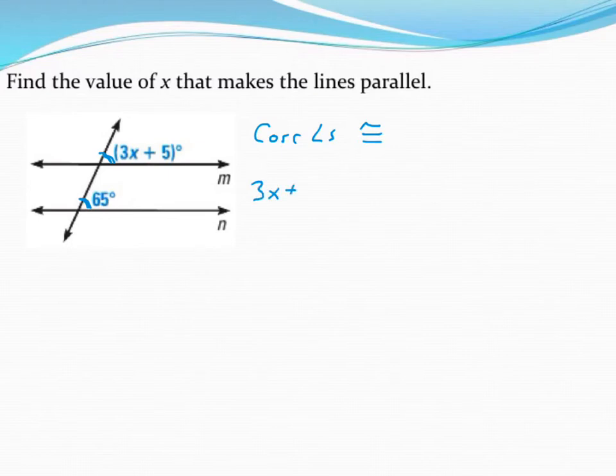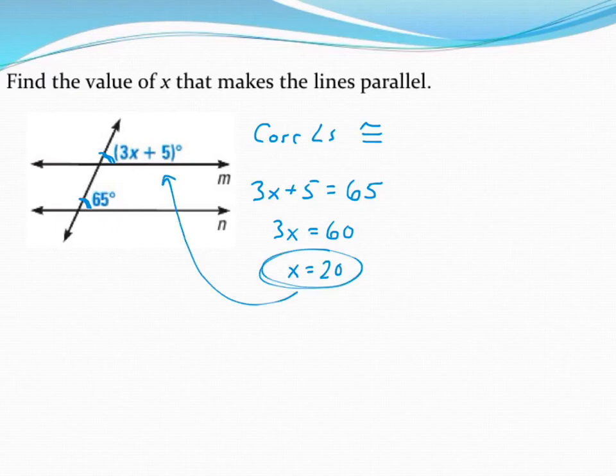Because I want the two angles to be congruent, I'm going to say 3x plus 5 is equal to 65, and then do some algebra to find out my value of x. So I'll subtract 5 from both sides and get 3x equals 60, and then divide by 3. So I come up with an answer of x is 20. Now, a great way to check this would be to go back and plug in that value of x up here. So I've got 3 times 20, which is 60, and 60 plus 5 gets me 65 degrees, which checks out. I do have angles that are congruent now, which would make those lines parallel to each other.